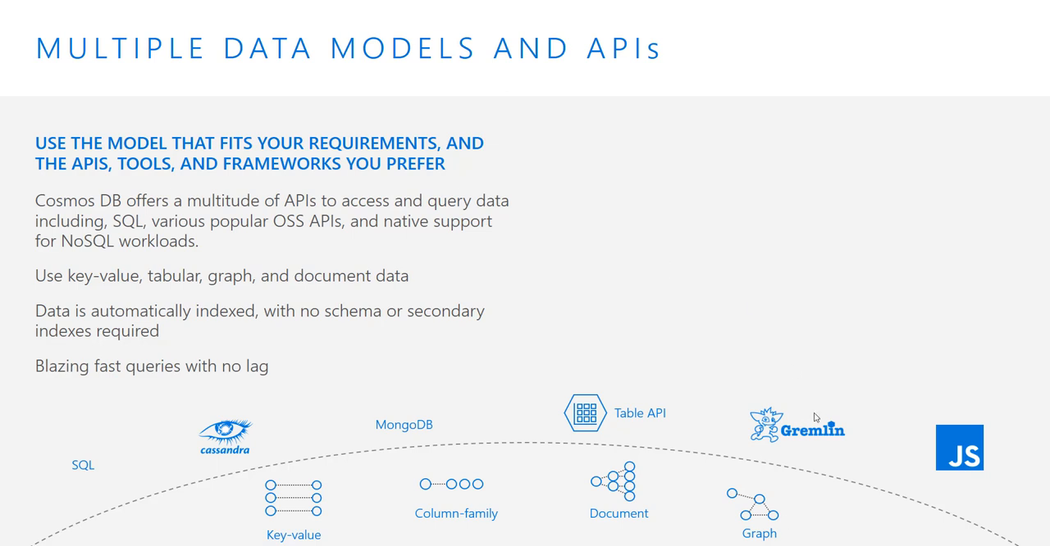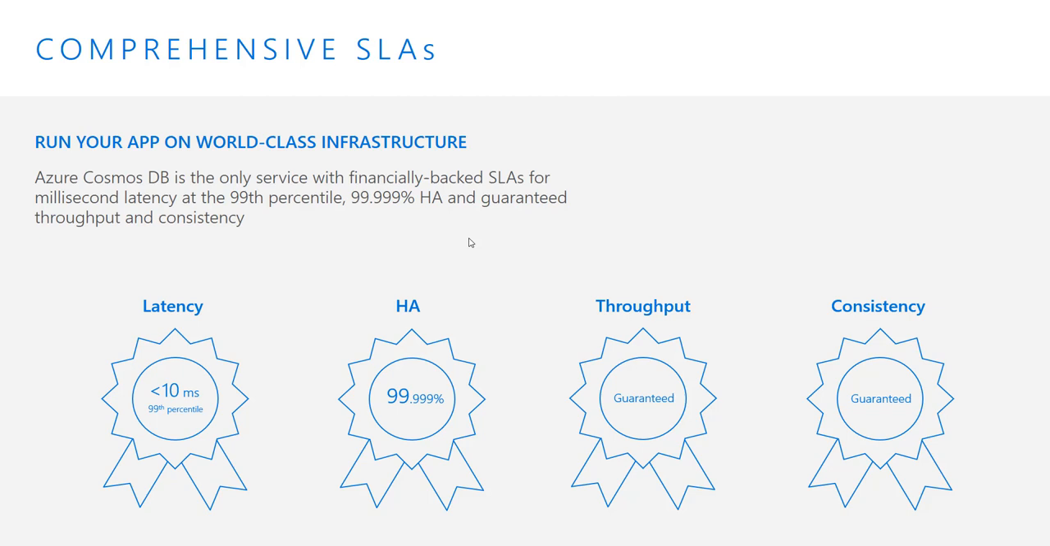And then we have Gremlin for graph databases. And then we have a very comprehensive SLA around latency, like our reads are less than 10 milliseconds for 99th percentile, high availability 5 nines, throughput is guaranteed, consistency is guaranteed, and all this is financially backed by Microsoft. And you will see all these numbers about latency and throughput and consistency and high availability. All this is shown to you on your Cosmos DB portal.